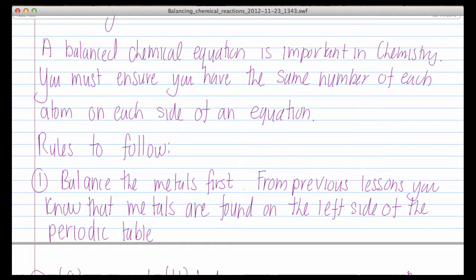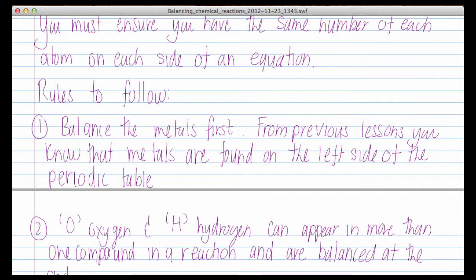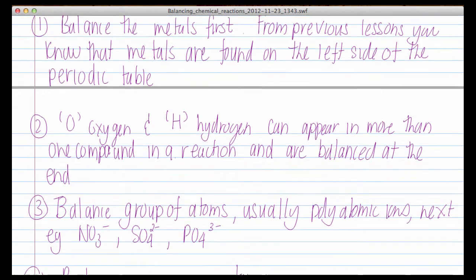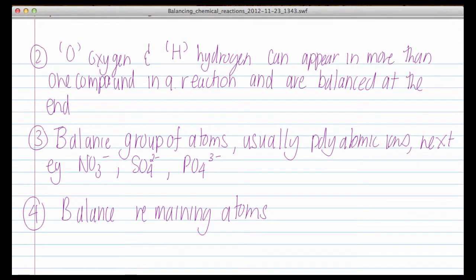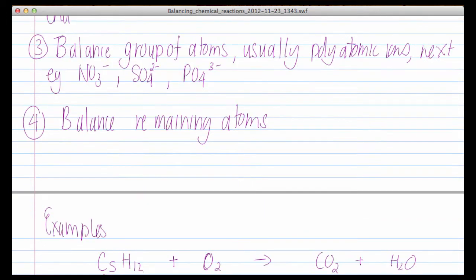Rules to follow: typically balance the metals first. From previous lessons, you know that metals are found on the left-hand side of the periodic table. Oxygen and hydrogen can appear in more than one compound in a reaction and are balanced at the end. Balance groups of atoms, usually polyatomic ions, next, and then balance remaining ions.